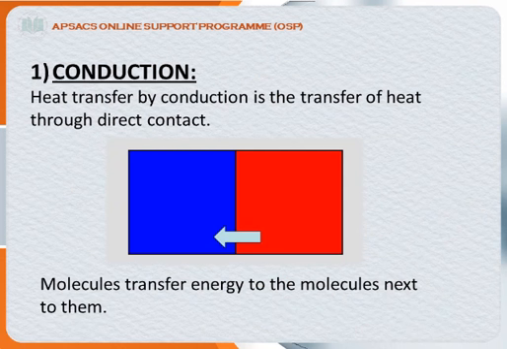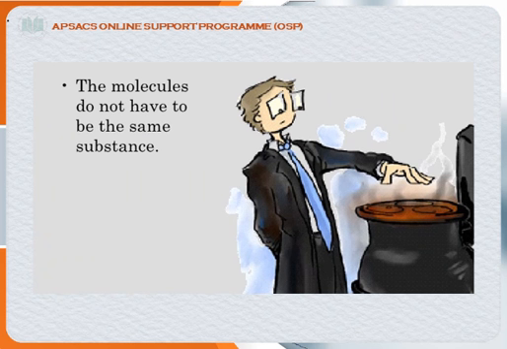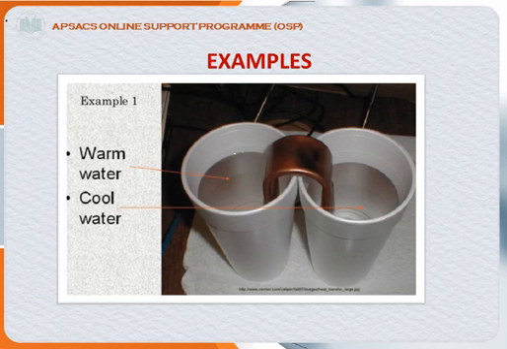Number 1 is conduction. Heat transfer by conduction is the transfer of heat through direct contact, which means molecules transfer energy to the molecules next to them when they are in direct contact with each other. The molecules don't have to be the same substances, they can be different. For example, warm water and cool water. The metal which is placed between two cups, one is warm water and one is cool water. The metal conducts heat from the cup of warm water to the cup of cool water. This is the transfer of heat from a hot object to a cold object.